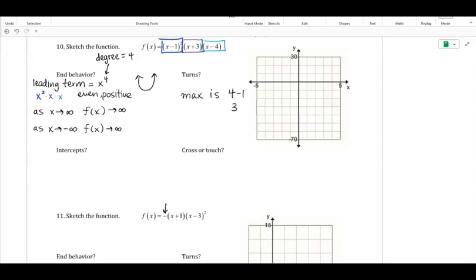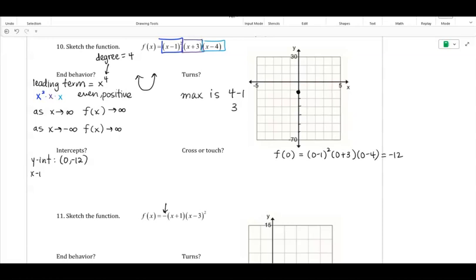I'll start off by finding the y-intercept. We find the y-intercept by setting x equal to 0. So I'm going to plug 0 in for x. And I get out a negative 12. So our y-intercept is at the point (0, -12). I'll go ahead and plot that on the graph. About right there.